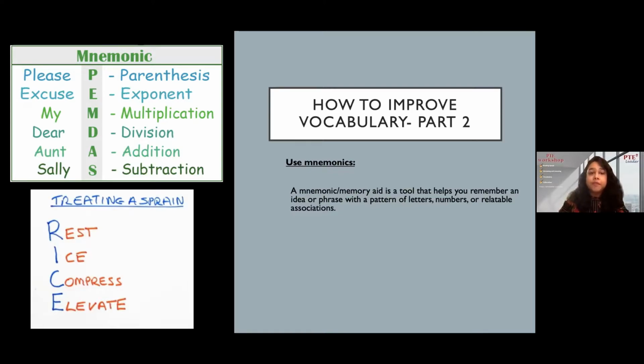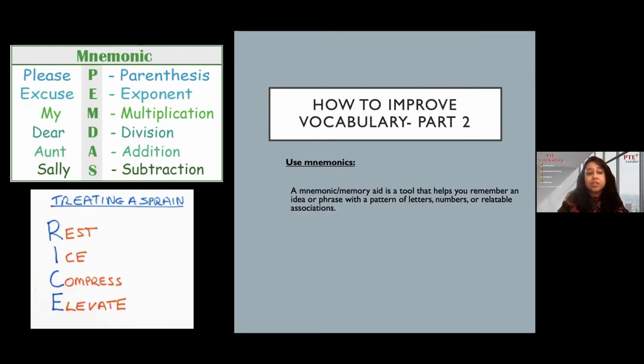So if you can't remember the basic concepts of mathematics and you are struggling to remember all these things, you can just memorize PEMDAS. In a sentence, it says, please excuse my dear Aunt Sally. Take the first letter of each word: P from please, E from excuse, M for my, D from dear, A from aunt, and S for Sally.